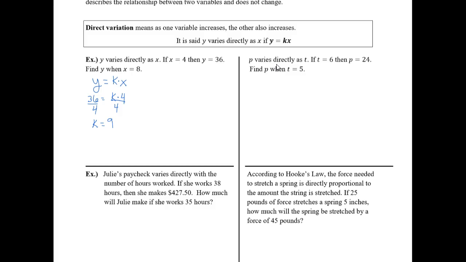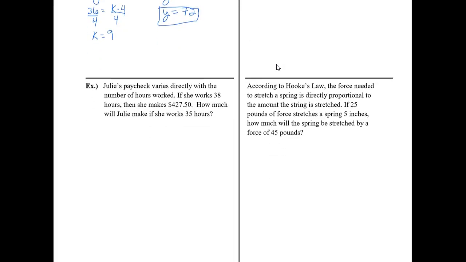So it says find y when x equals 8. So we don't know y. We do know the variation constant is now 9, and we're letting x equal 8. So y would be 72. And that's the way we're going to solve these direct variation problems in general. You have to find the variation constant and then solve for a specific value. Let's look at this next one.